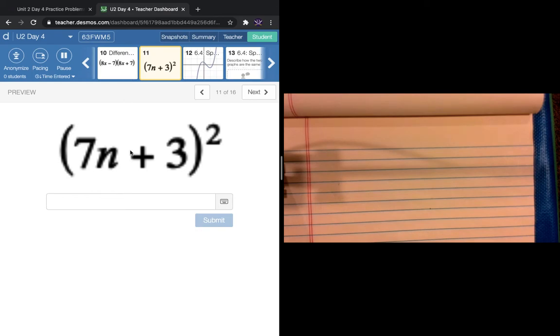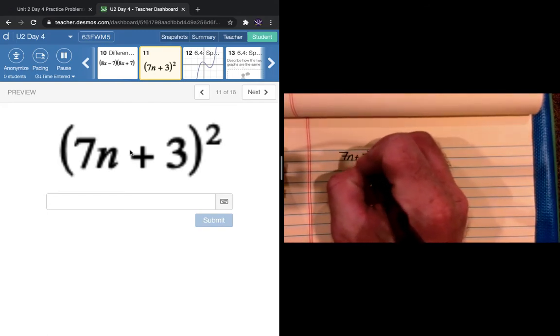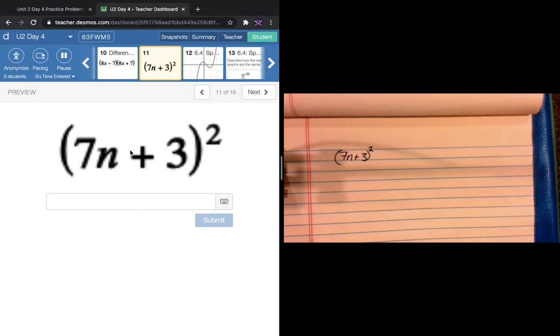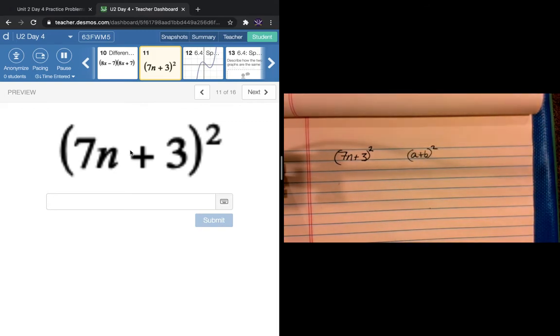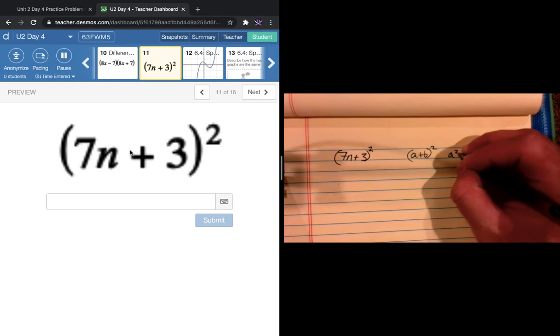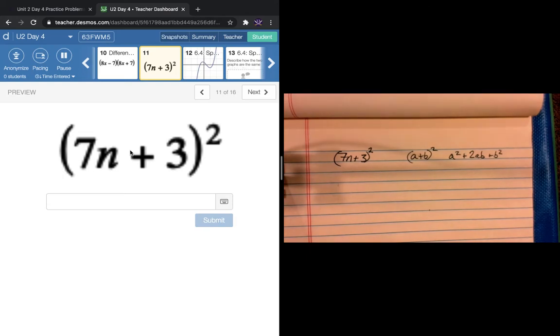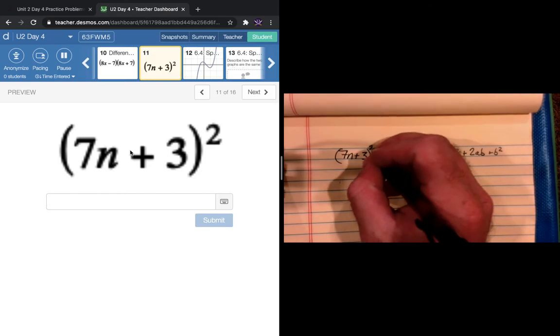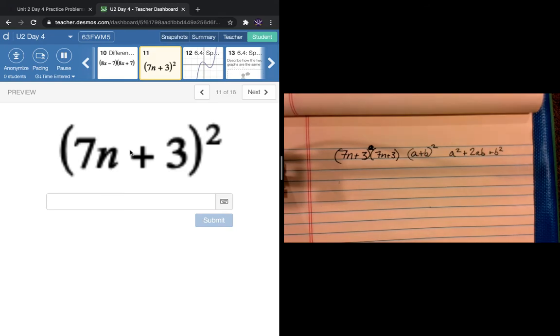Here I don't have this. This is going to be the same. So if you've got one, I'm sorry, that's a little in-your-face intense. When it looks like this, you've got a plus b squared. What always happens is it's going to be a squared plus 2ab plus b squared. And if that makes zero sense to you at all, cross this out and make it 7n plus 3. Now they're back to back, and we just FOIL it out like normal.